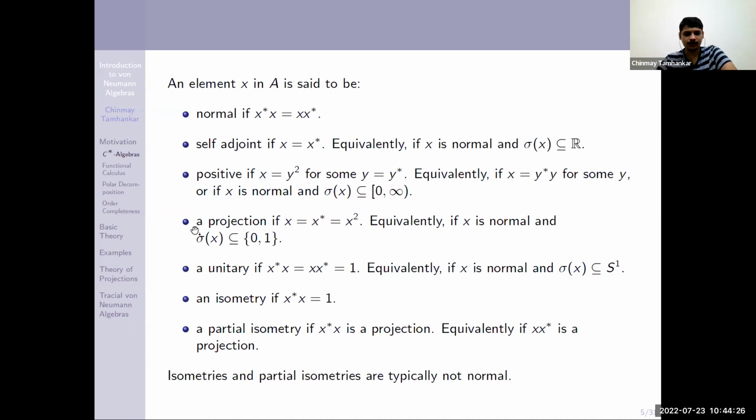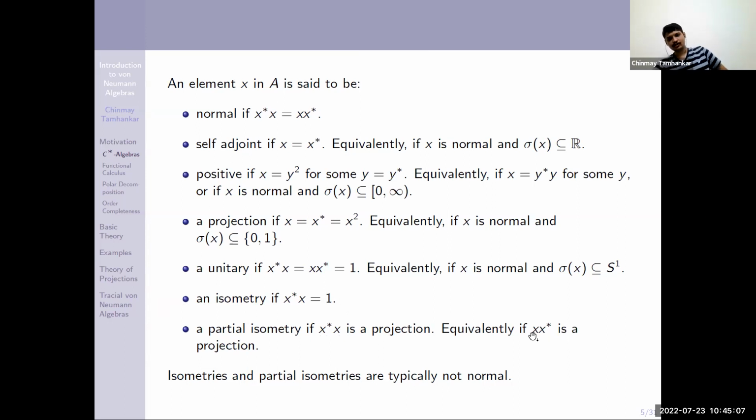We call it a projection if it's self-adjoint and idempotent, and equivalently if it's normal and its spectrum is contained in the two-element set {0, 1}. It's called a unitary if x star x is equal to x x star is equal to 1, equivalently, if x is normal and its spectrum lies in the unit circle. Then we'll call x an isometry if x star x is equal to 1, and we call it a partial isometry if x star x is a projection, or equivalently x x star is a projection.